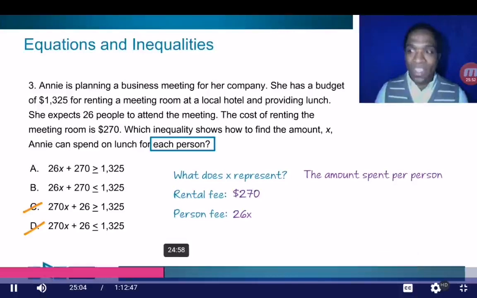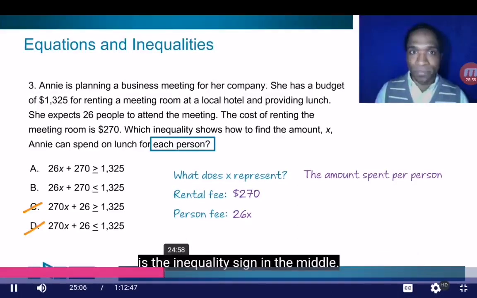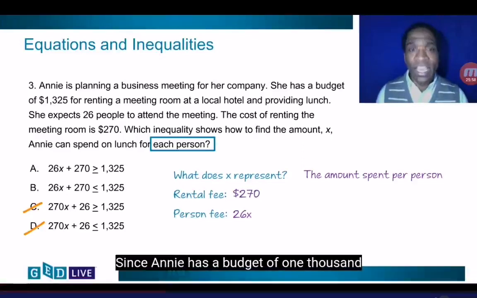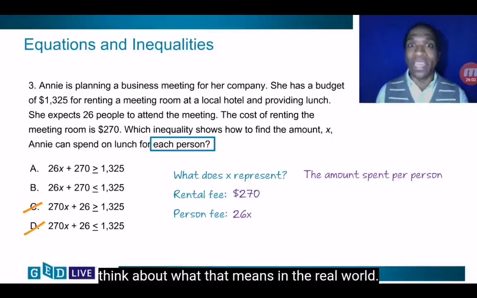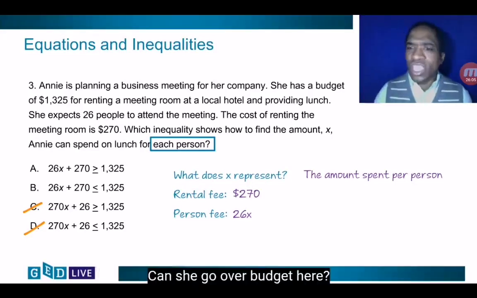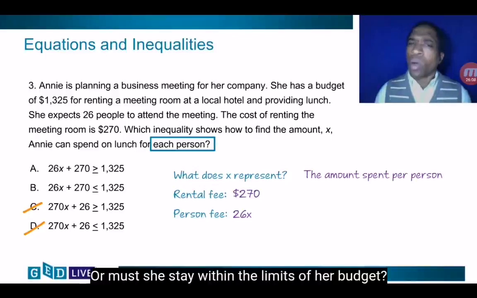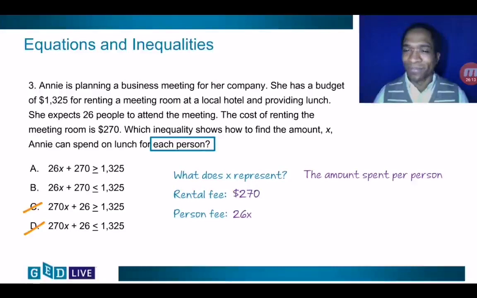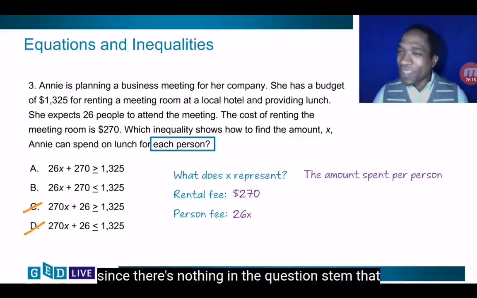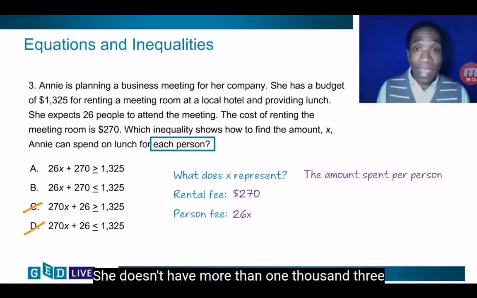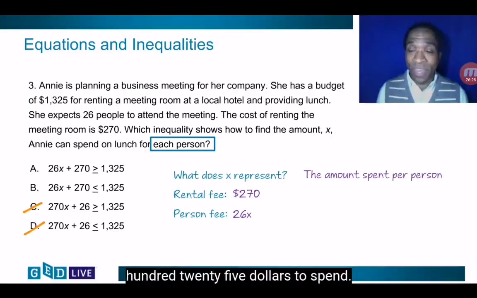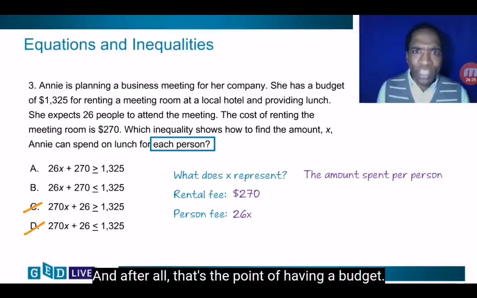And then to get to the outcome, choice A and choice B, is the inequality sign in the middle. Since Annie has a budget of $1,325, think about what that means in the real world. Can she go over budget here? Or must she stay within the limits of her budget? Well, since there's nothing in the question stem that tells us that Annie can go over budget, she would have to stay on budget, right? She doesn't have more than $1,325 to spend. And after all, that's the point of having a budget.